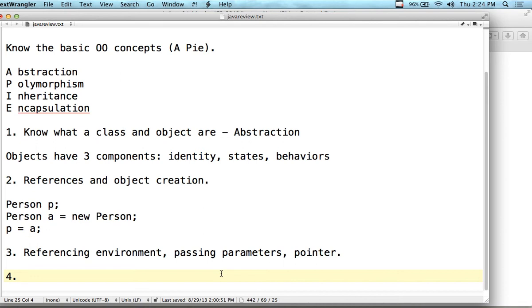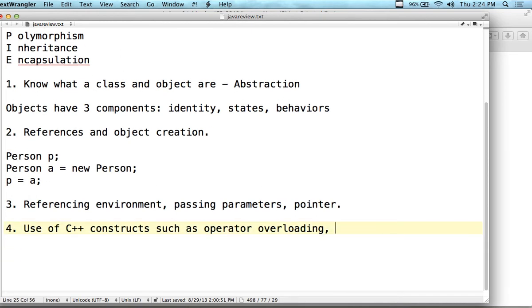They're kind of funny. All right, so I left off on number 5: referencing environments, passing parameters, pointers. Let's just add this as number 4 because I mentioned it: use of C++ constructs such as operator overloading. Constructors. A copy constructor.